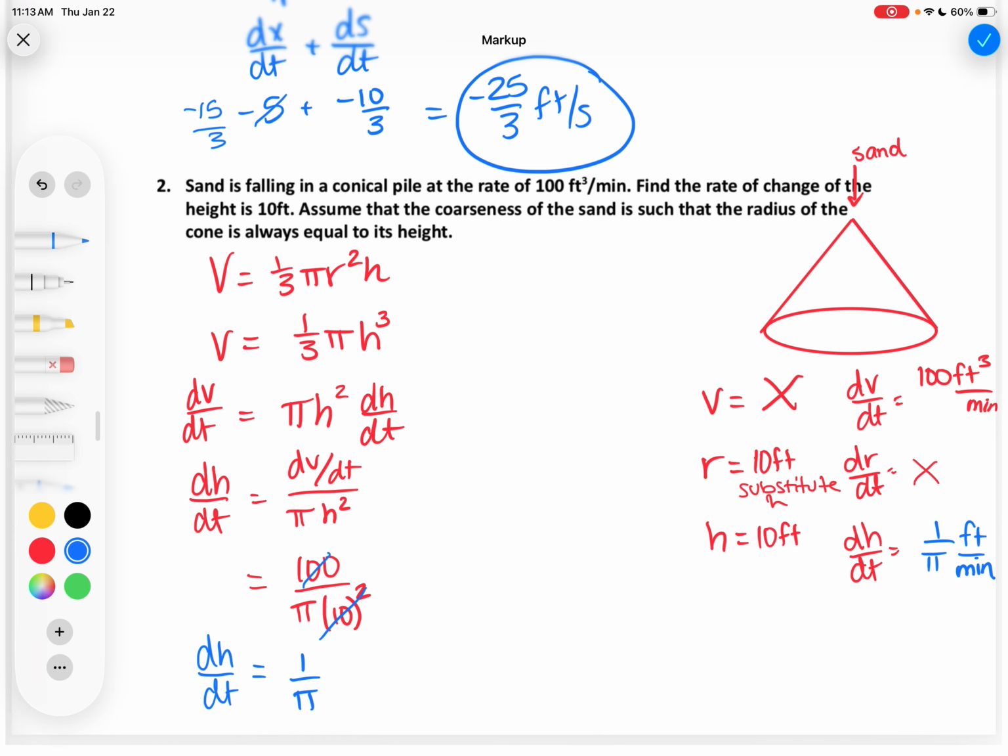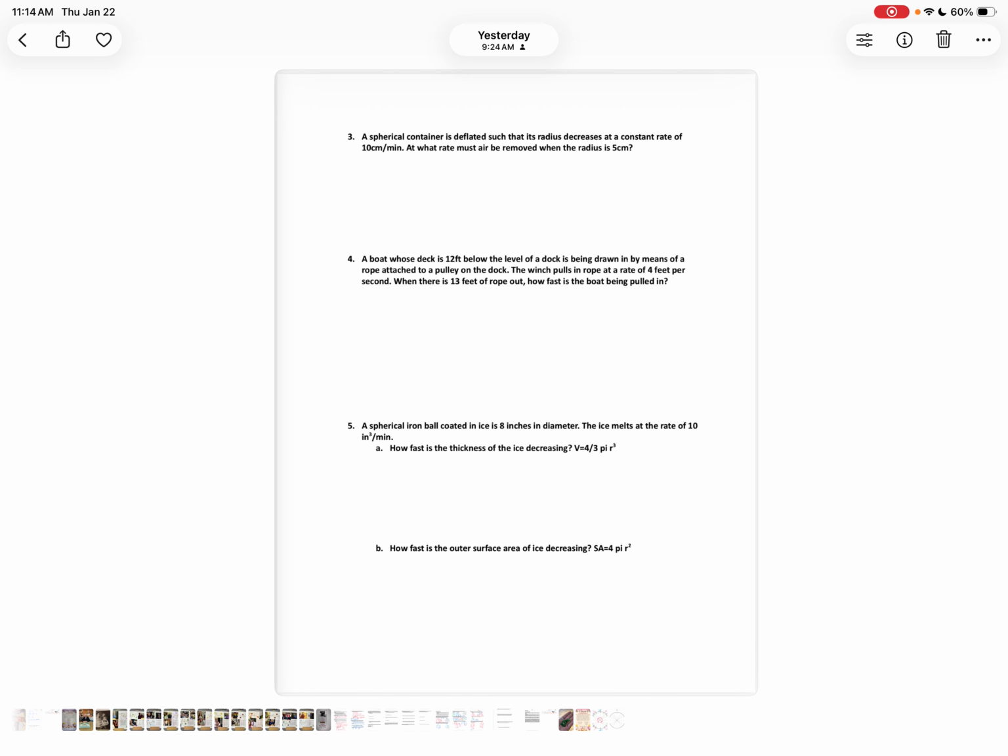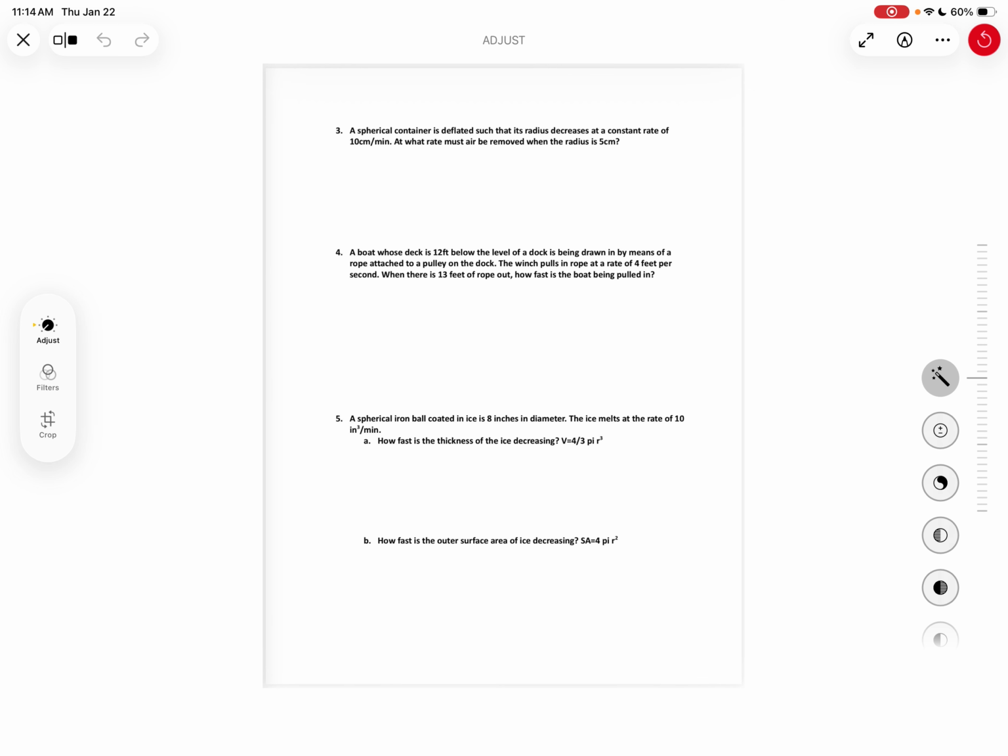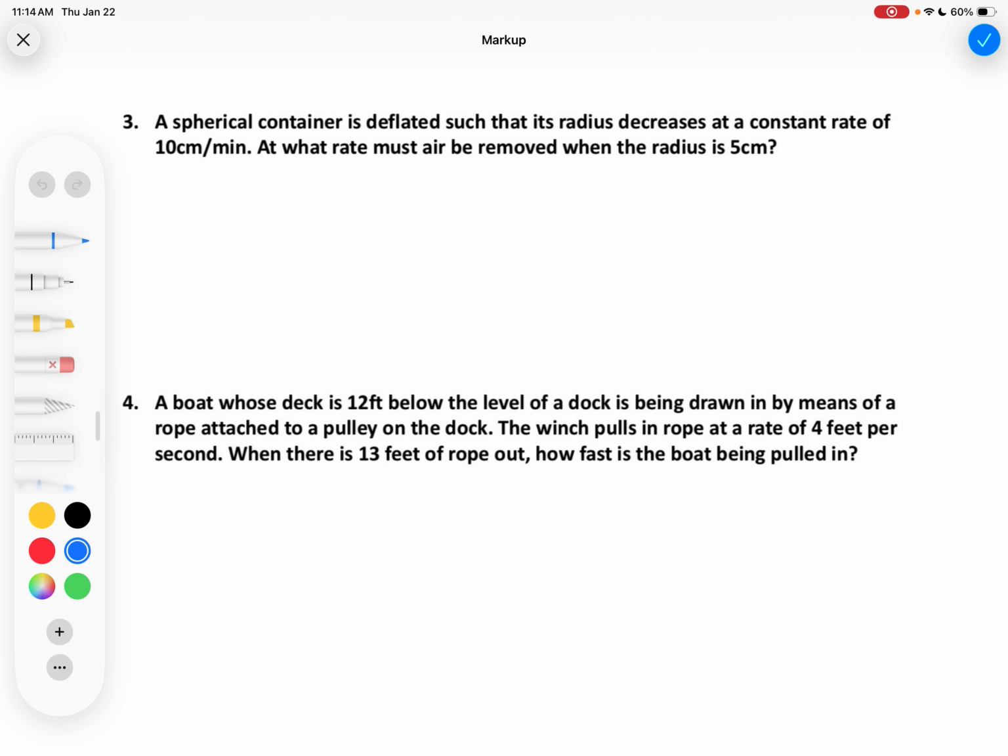I'll do number 3, and then I'm going to have you try number 4 and 5, and then I'll give you the answers to those ones tomorrow. And then tomorrow we'll do the book problems that go with this, a few of them, and then I'll give you a few more for practice out of the book as well. But I don't want to give you 5 without doing 3 because we haven't done anything with the sphere yet.